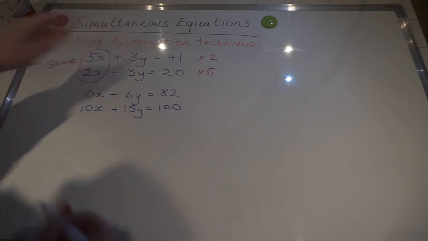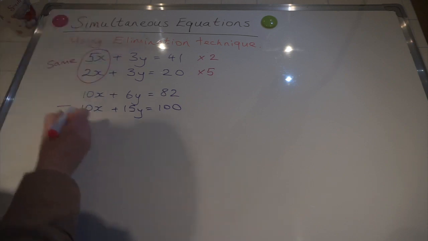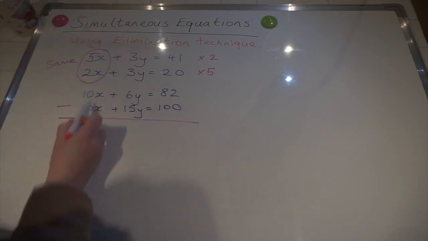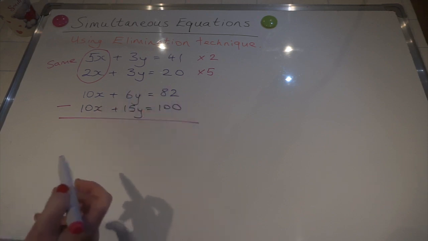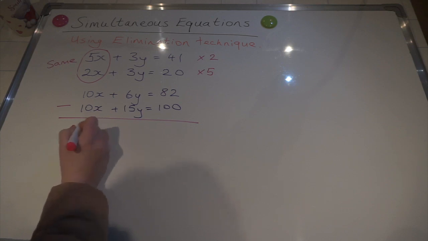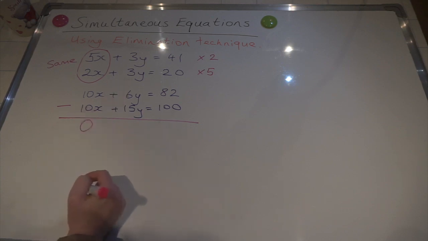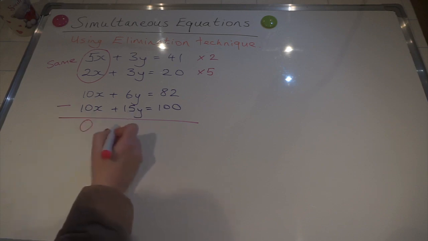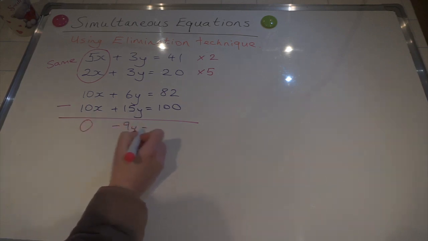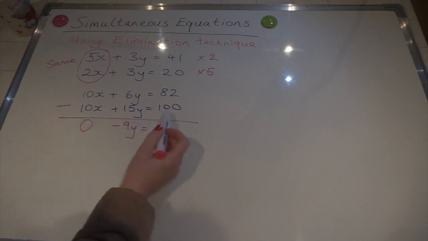Elimination, remember, means take away. So I'm going to put my take away sign on there, and then I'm going to take away my x's, take away my y's, and then take away my numbers. You'll see that if I take away my x's, that gives me 0. That's my elimination part done. 6y take away 15y brings me down to negative 9y. And then 82 take away 100 will leave me with negative 18.